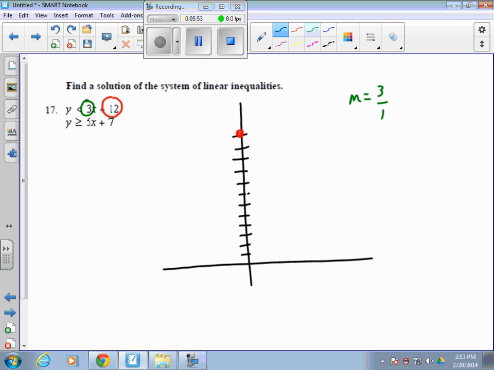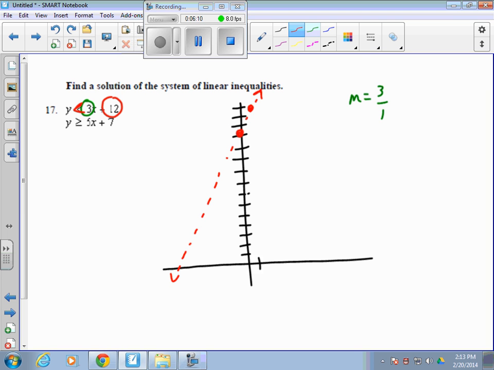Go up 3 and to the right 1. So up 1, 2, 3, and to the right 1. So you have your second point there. That says less than, not or equal to. So that's going to be a dashed line looking like so.